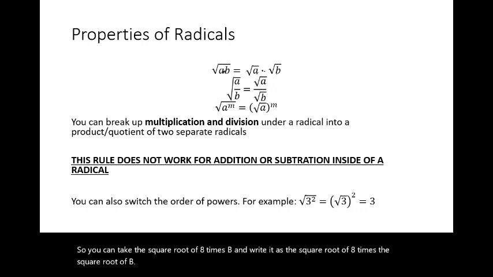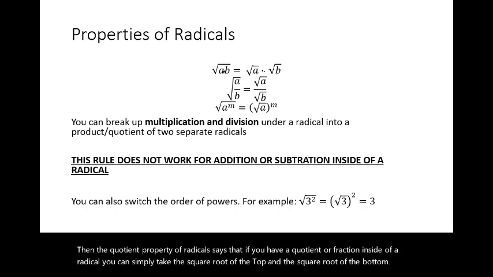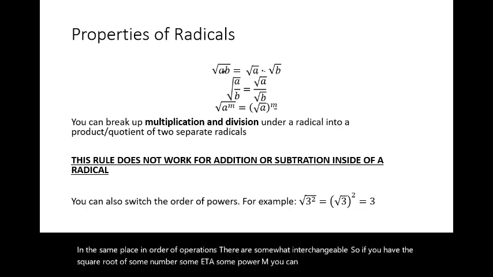Then for this next one, if you have a power associated with a radical, because they go in the same place in order of operations, they're somewhat interchangeable. So if you have the square root of some a to some power m, you can rewrite it as parentheses square root of a all raised to the power m.